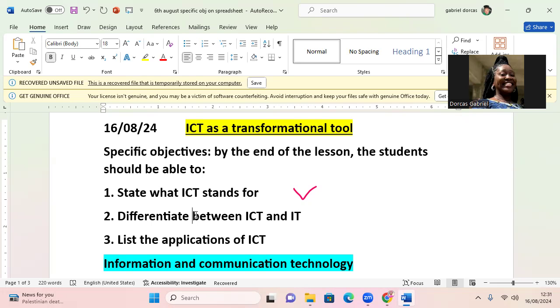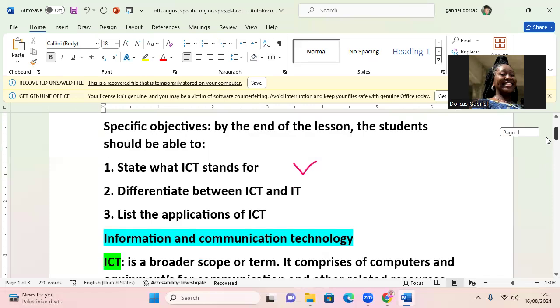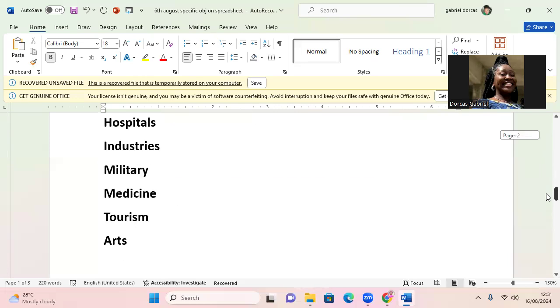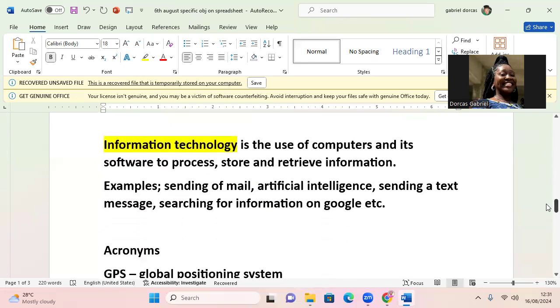And thirdly, we're going to be listing the applications of ICT. Okay, so quickly, without further ado, let's jump right into it. The first thing first is, what is the meaning of ICT? ICT stands for Information and Communication Technology. IT stands for Information Technology, only Information Technology.